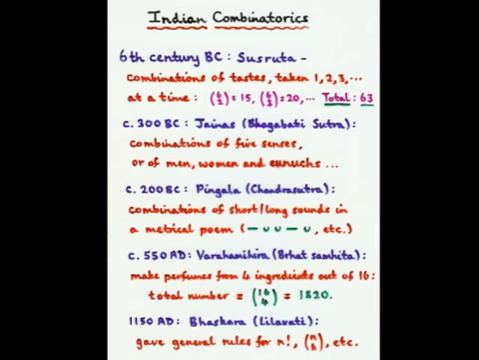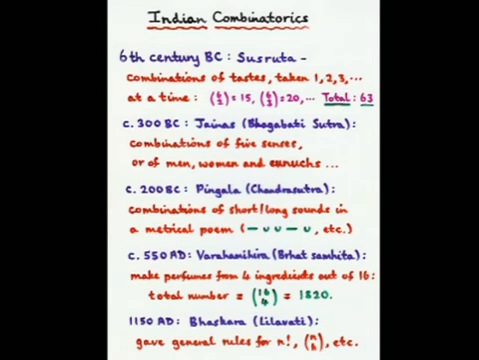Around 300 BC, the Jainas similarly studied combinations of 5 senses, and also, for some reason, combinations of men, women, and eunuchs. This gave rise to the phrase having a eunuch solution, of course. And around 200 BC, Pingala investigated combinations of short and long syllables in a metrical poem, da, didi, dadi, and how many different ways there are of arranging these.